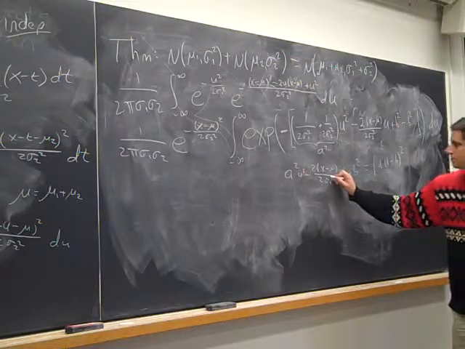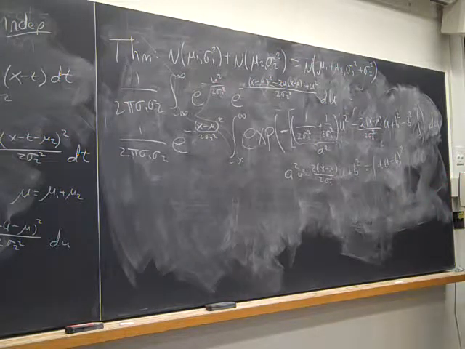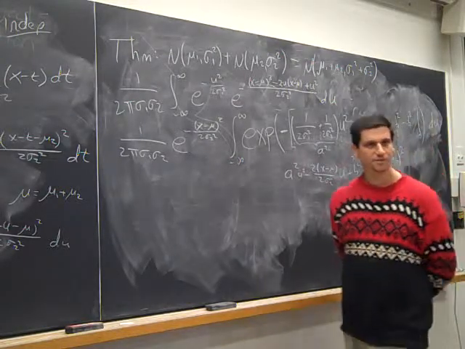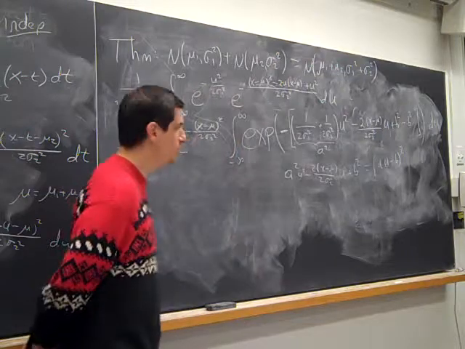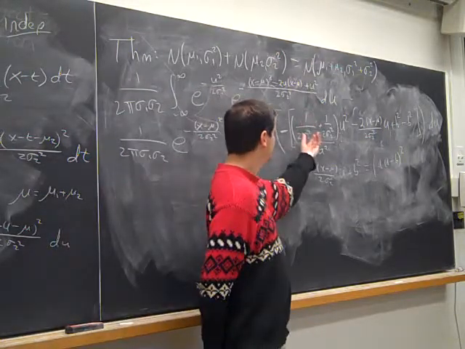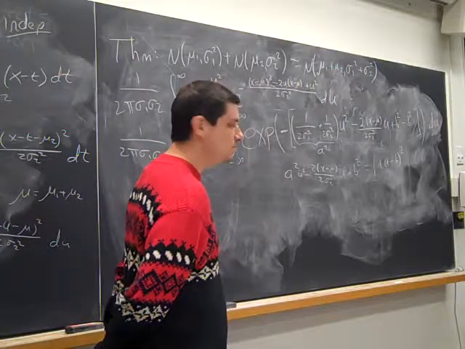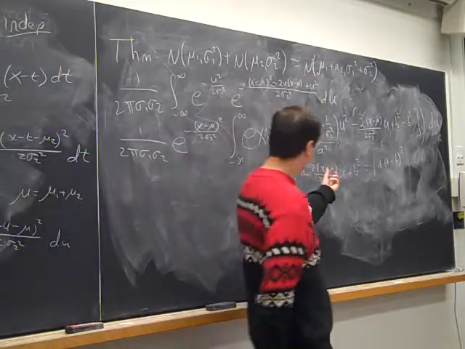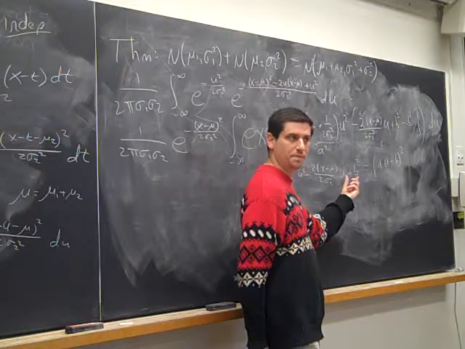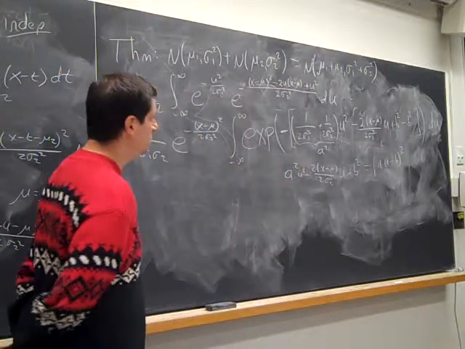Can you figure out what a and b should be? One of them is easy to figure out. Which is easy to figure out, a or b? A. I tell you, a is just 1 over 2 sigma 1 squared plus 1 over 2 sigma 2 squared. So now we just have to complete the square and see what we need to get this to be the case. So you can now figure out exactly what b is.